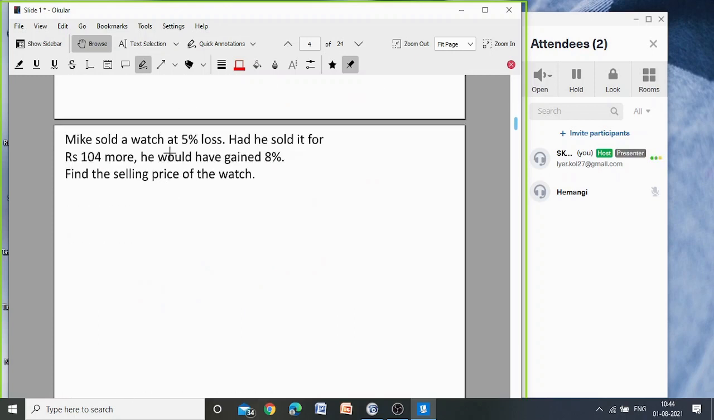Mike sold a watch at 5% loss. Whenever you see 5% loss, immediately get into your head it is 95%. Because the starting point is always 100. So 5% loss means 95%. Then this should not take time. If he had sold it for 104 more, the gain would have been 8%. As soon as you see 8% gain, you know it is 108%. So now you know the difference will be 108 minus 95. So 13% should be equal to 104.